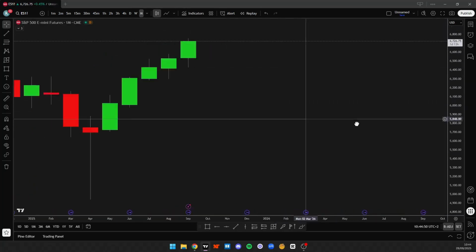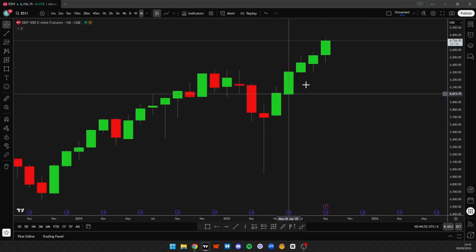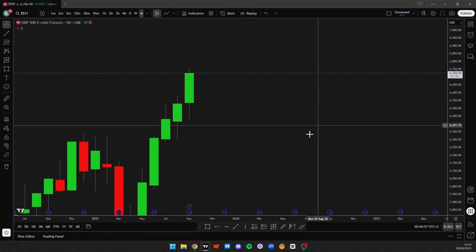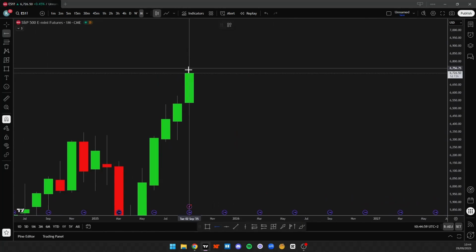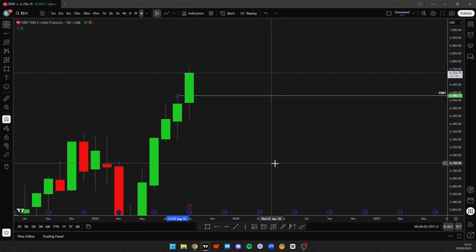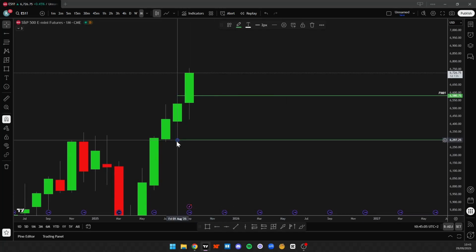So I even start on the monthly and I just look at the direction. Obviously, everything is super bullish. It's at all-time highs. And I do like to mark out the previous month high. And I'll mark this previous month high and also the previous month low.